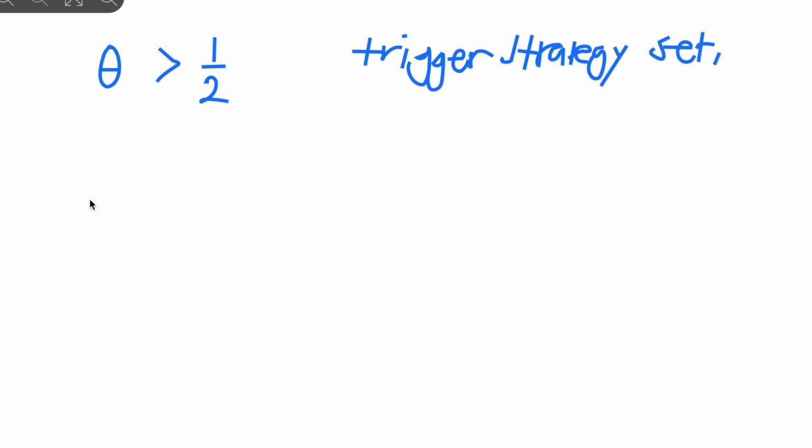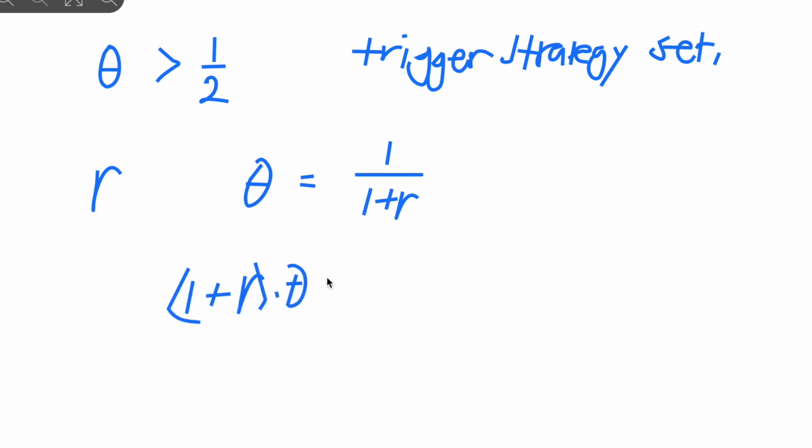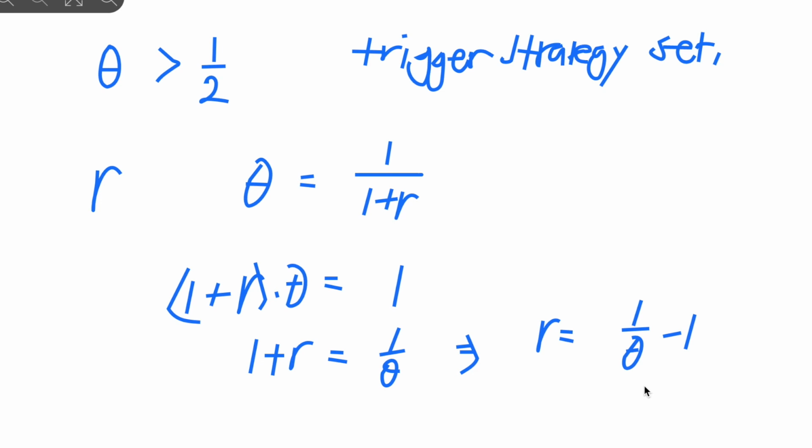Let's come back to the concept of the interest rate. Theta equals 1 over 1 plus the interest rate, right? So we can get R: 1 plus R times theta equals 1, and 1 plus R equals 1 over theta. So we get R equals 1 over theta minus 1. So when theta is over half, what we get is 1 over a value slightly bigger than half.